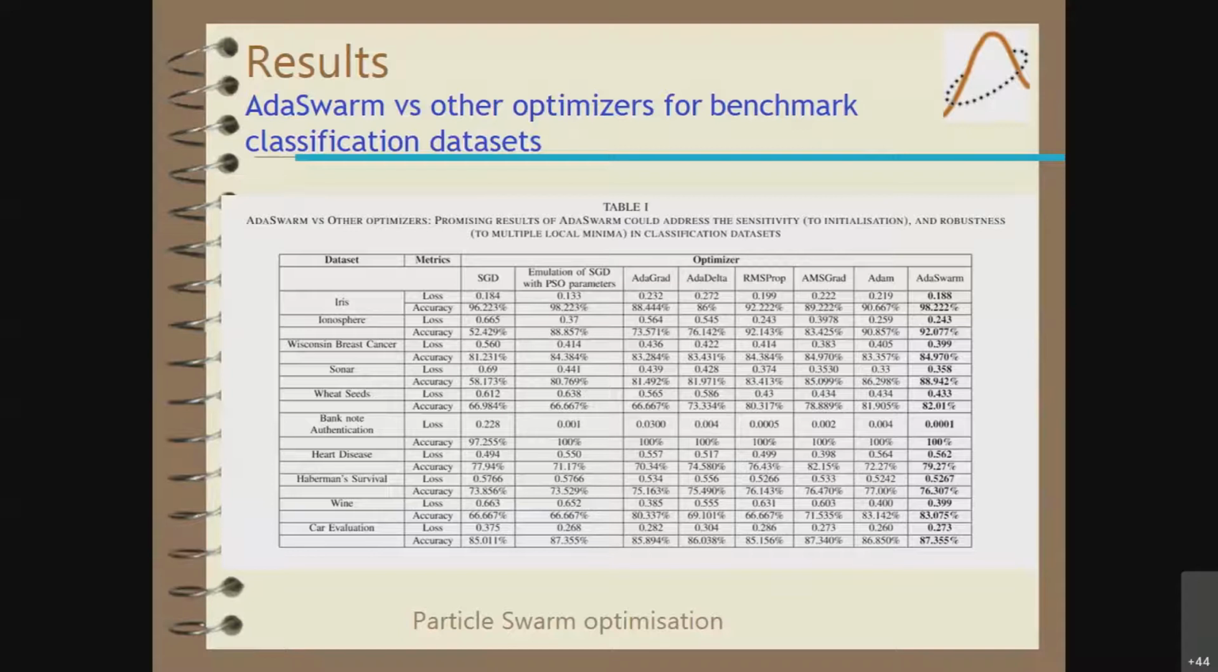So in these particular datasets, if you look carefully, in terms of loss and accuracy, we have beaten Adam many times, and on a few occasions we are as good as Adam. Adam is actually a state-of-the-art optimizer, as you might know. And there are some other state-of-the-art optimizers like AdaGrad, AdaDelta, DeepGrad, and things like that.